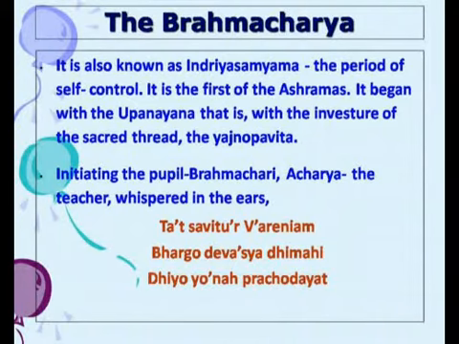So, on average, lifespan was taken to be 100 years and each ashram was assigned a period of 25 years. So, there were 4 lifespans, 25 years each. Now, the brahmacharya ashram is also known as the indriya sannyas, the period of self control, because in brahmacharya you have to observe celibacy.